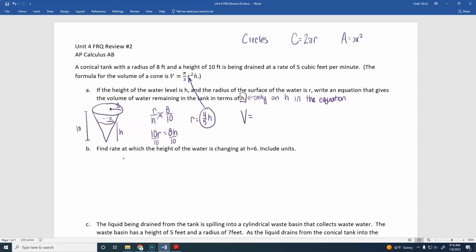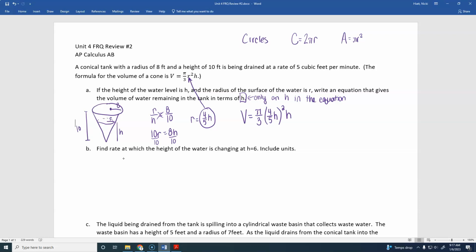So volume is going to equal pi over 3 times 4/5 h squared times h. This is all it's asking for in Part A. You could stop here and you would be done. Now, I am going to go just a little bit further because you're going to have to do this either in Part A or Part B. I'm going to simplify this so that it makes it easier to take the derivative. You can do it up here in Part A, or you could do it in Part B. It doesn't matter. You could stop at this point, and you've got the answer.